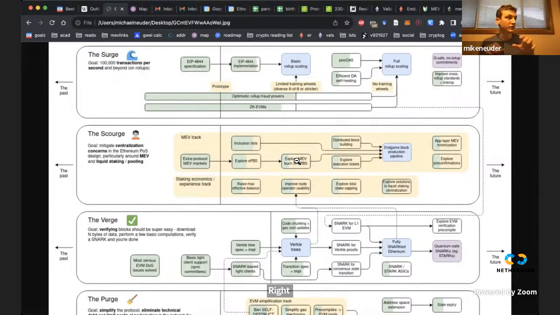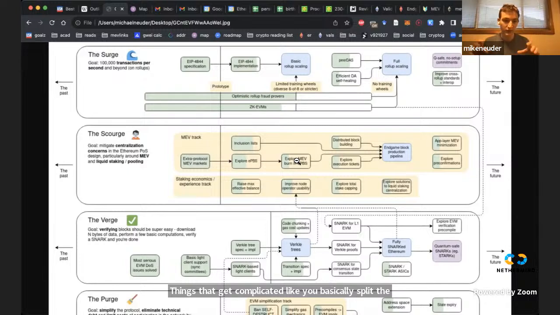You basically split the block into two. You partition the block into two different slots, essentially. One where the validator produces their beacon block, and one where the builder produces the execution block. And you need to come to consensus over both of those, and you can't really do it simultaneously because the validator block has to come first, and then the execution block has to come second.